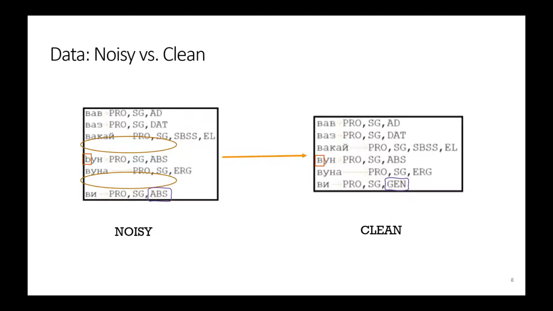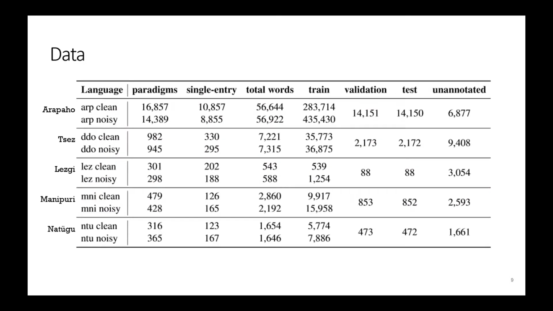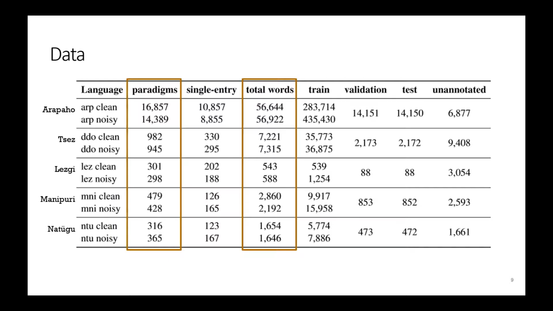So from that cleaning process, we took both the noisy and the clean data, and we ended up with some training data. So we started with the total number of annotated or glossed words in the data. And for each of the languages, we ended up with this many paradigms in both the clean and the noisy data. And all 5 of these languages, Arapaho, Tsez, Lezgi, Manipuri, and Natugu, are under-resourced, under-documented, and not all minority languages. Manipuri, for example, is spoken by about 1 million people in India, but it's not a national language.